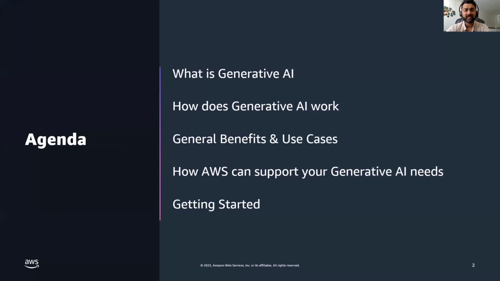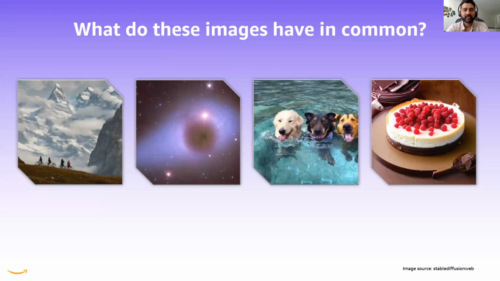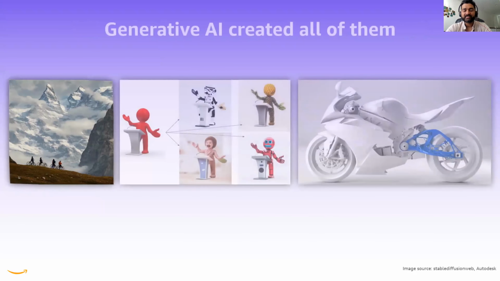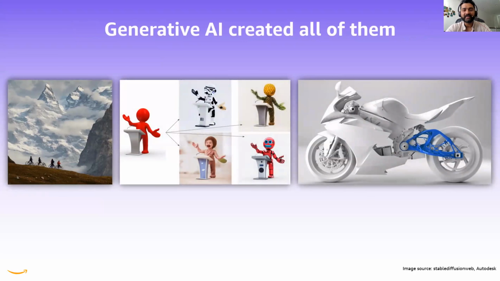So let's dive in. You can see a number of images here. You can see some mountains and some dogs and a pretty little cake. So what do all these images have in common? They appear pretty lifelike, right? That somebody took a picture or something like that. What these images have in common is that all of them were created or generated by a form of artificial intelligence called generative AI, which is the buzzword, which is really an exciting space as we've seen, especially over the last few months. So let's try to understand what is generative AI.